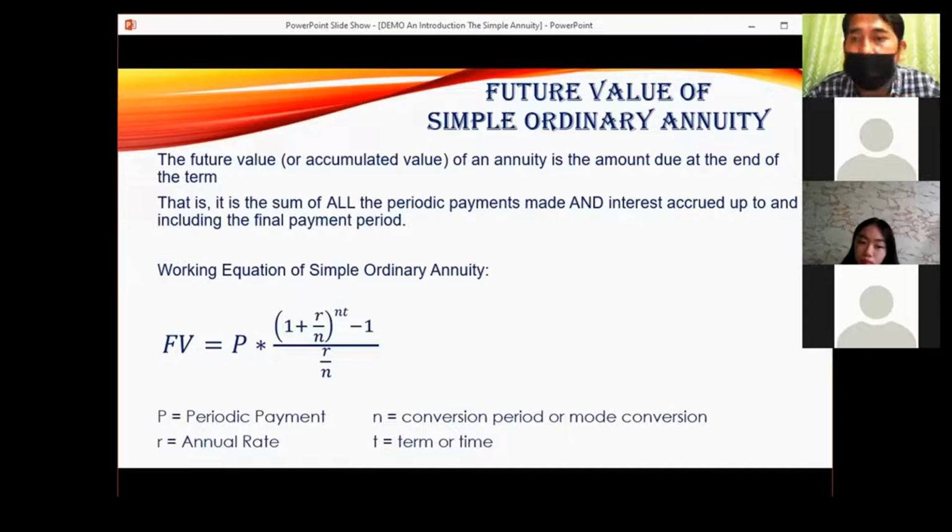Halimbawa, ang annual rate is 12%. Ano naman ang compounding period pagka compounded quarterly? That is 12% is divided by 4. So meaning to say, every time na magbabayad ka, there will be 3% to be added every time na magbabayad ka or every time na mag-a-accrue yung loan mo or deposit mo. Okay? So magkaiba ang annual rate at compounding rate.